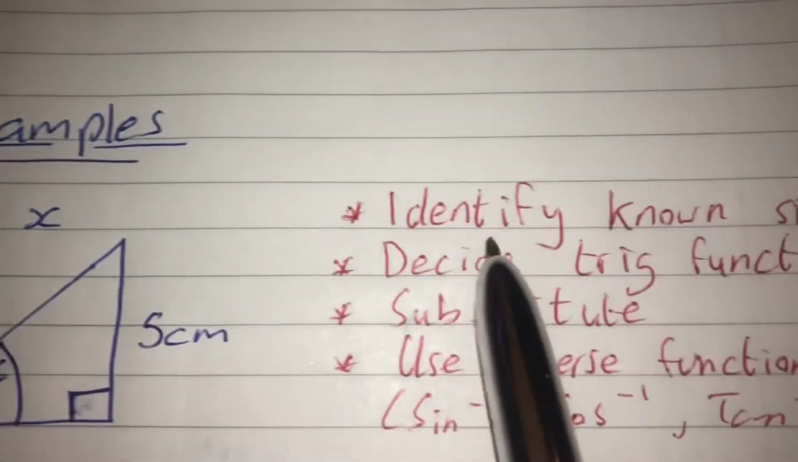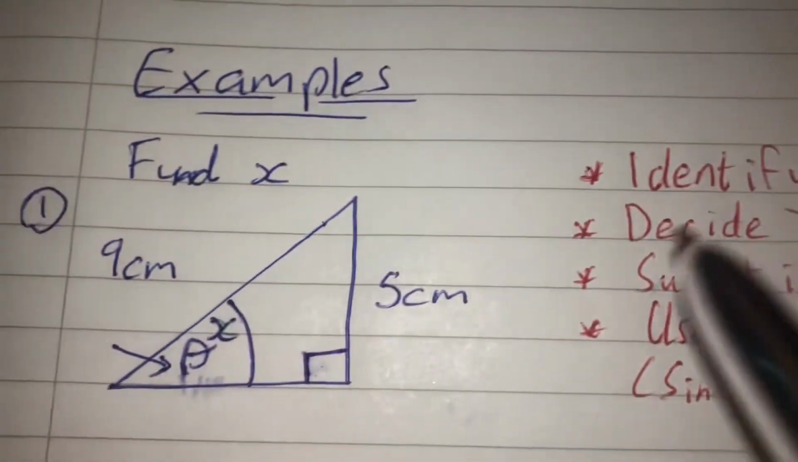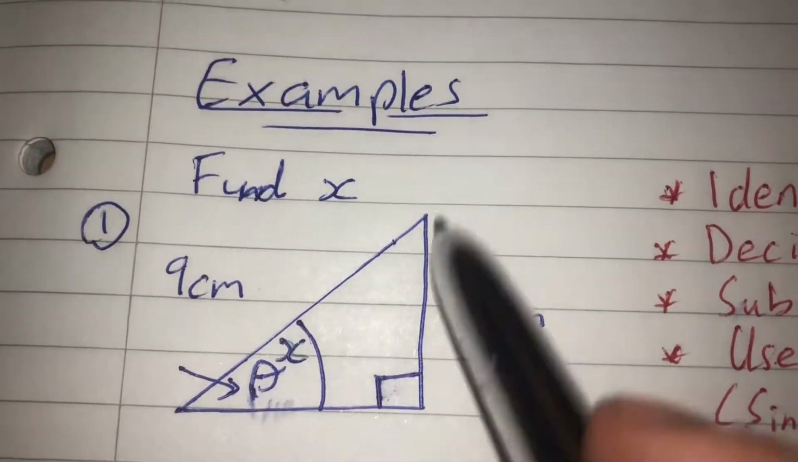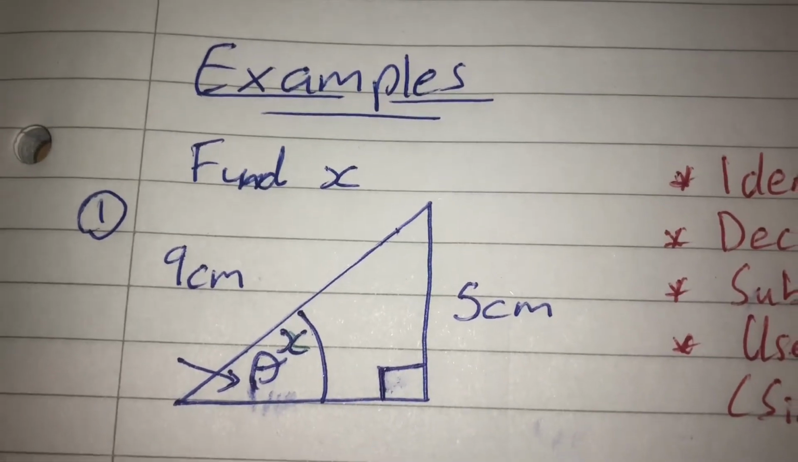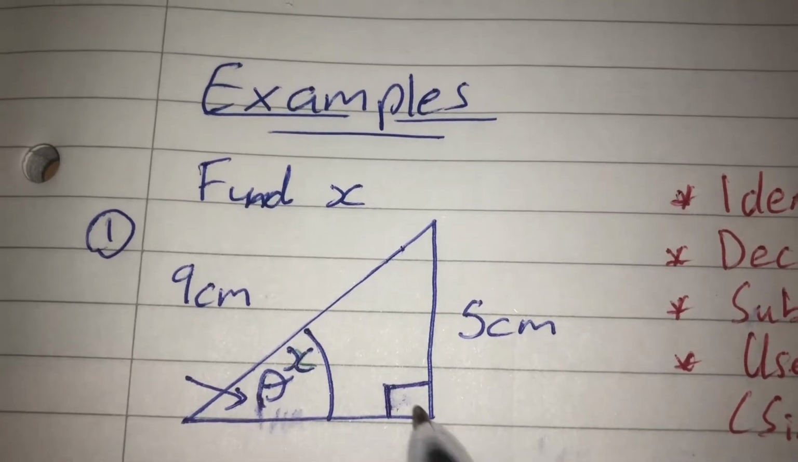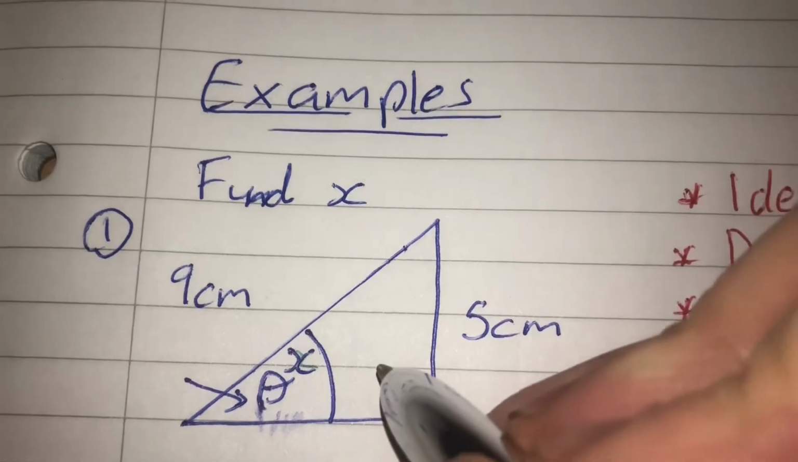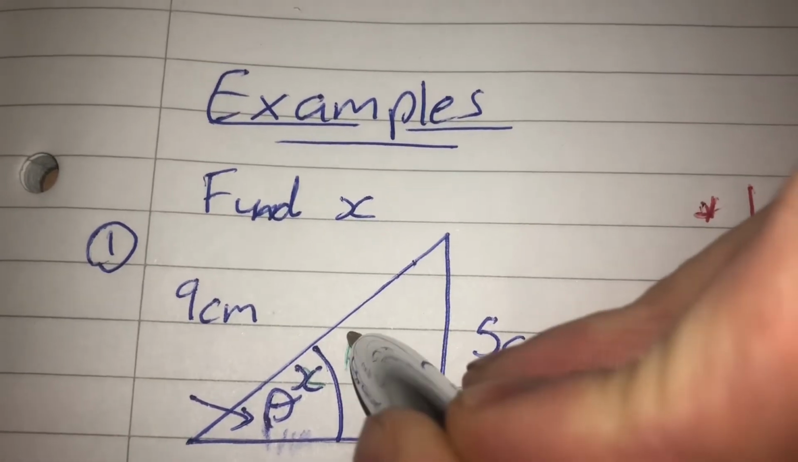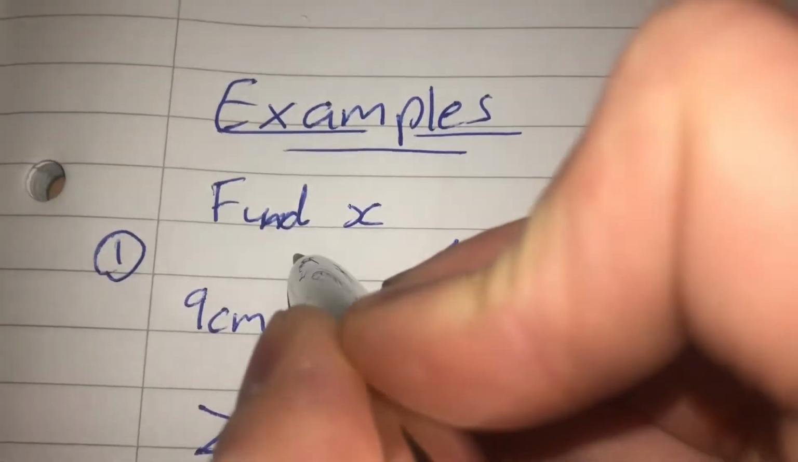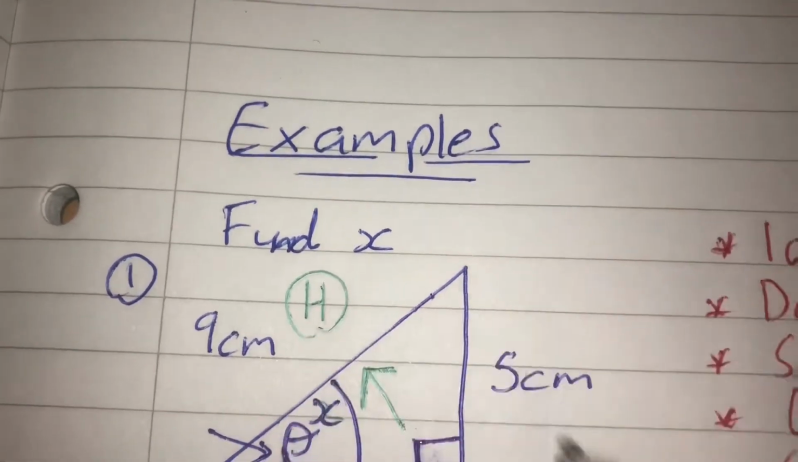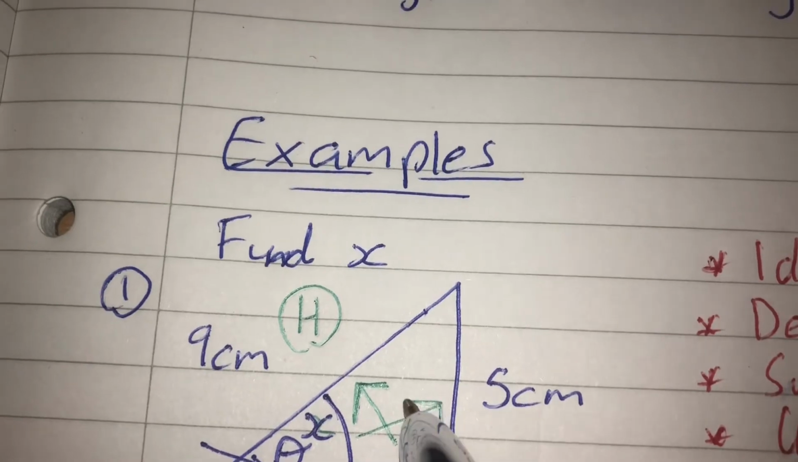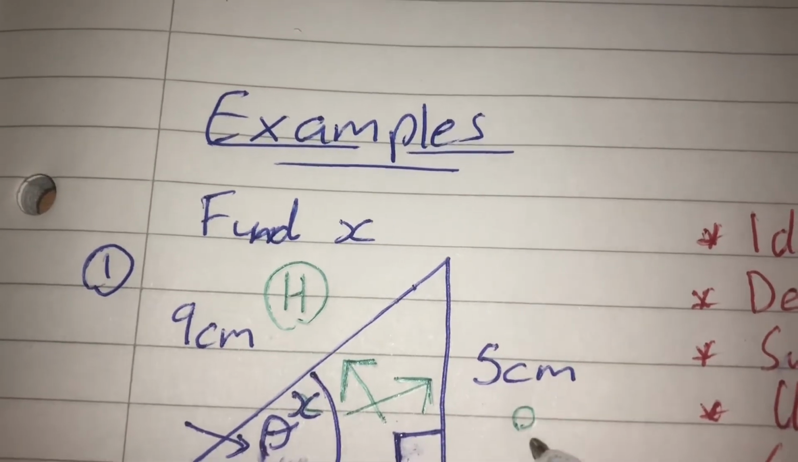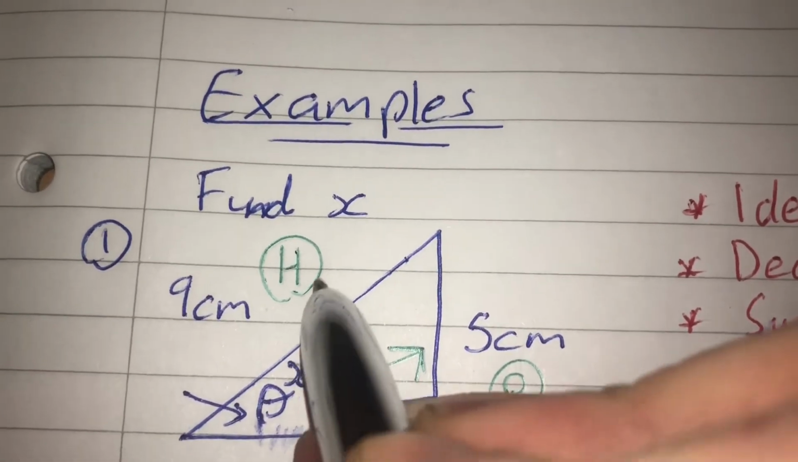Our first step is to identify the known sides. The known sides in this case are the 9 centimeters and the 5 centimeters. We are not using the side along the bottom because we don't know it. The 9 centimeter side is opposite the right angle and is the longest side, so it is the hypotenuse. So I'm putting an H here for hypotenuse. The side labelled 5 centimeters is opposite the angle that we're given, so it is the opposite. So we're using opposite and hypotenuse.